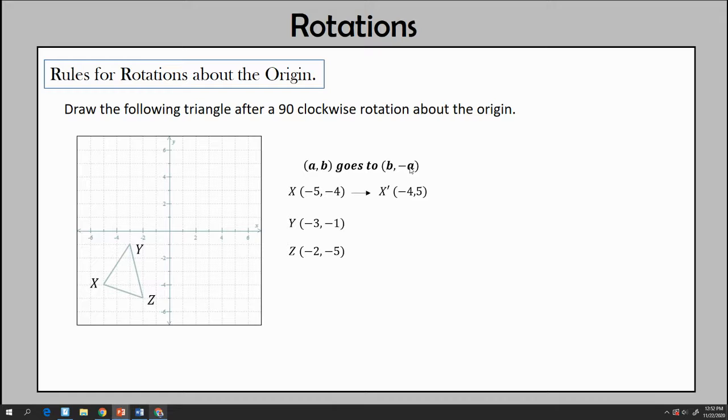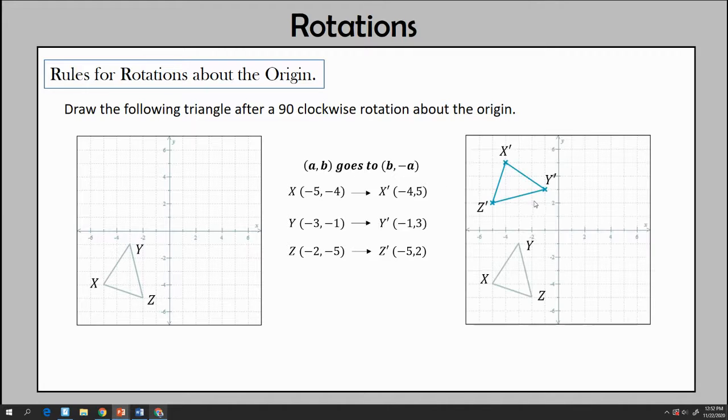Interchange A and B, make A its opposite, so it's going to be -1, 3. For Z, interchange A and B, make A its opposite, it's at -5, 2. Now I'm just going to graph these points, and there is my rotation.